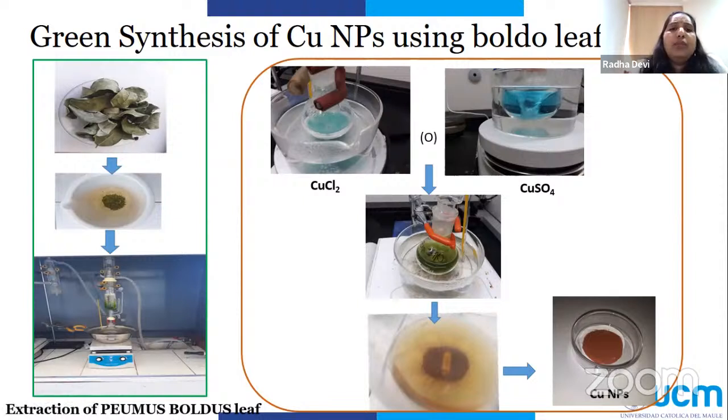These copper nanoparticles have potential application as an antimicrobial agent in various products, like food products as well as cosmetic products. These nanoparticles are mostly used for that, and we used the copper nanoparticles for antimicrobial studies.